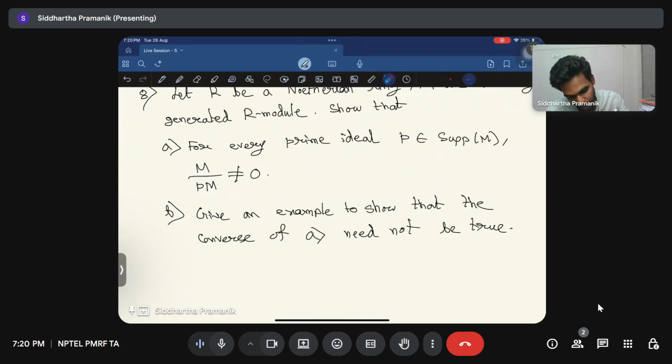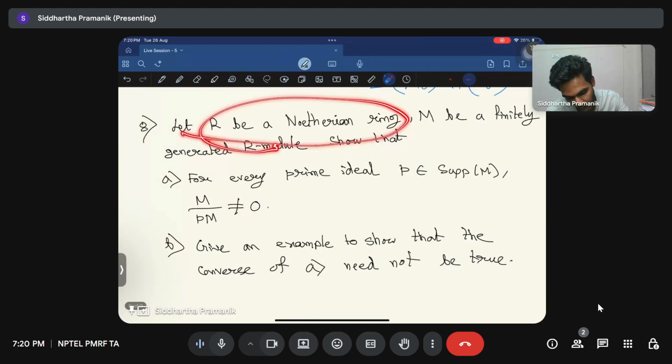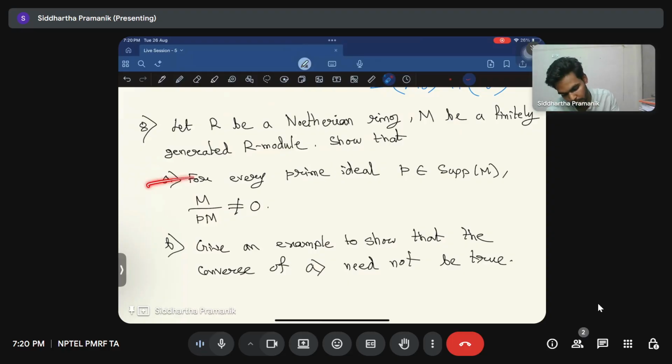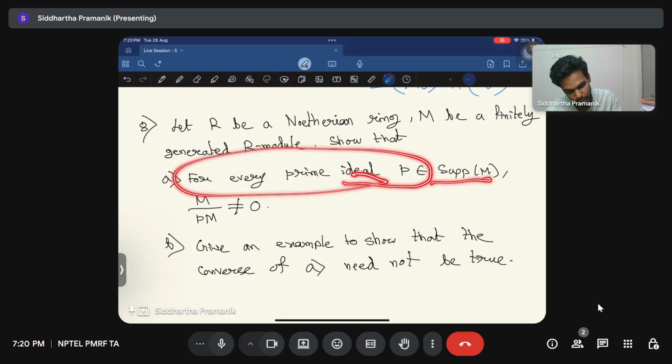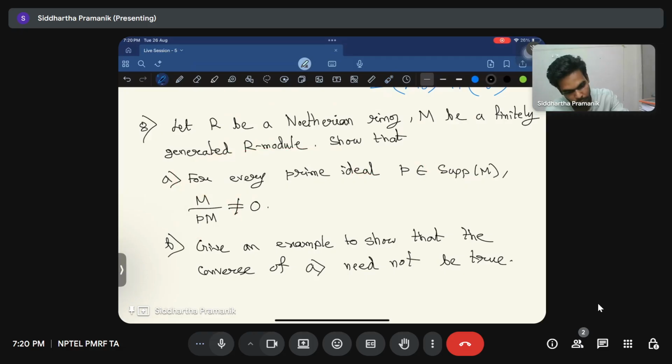So we are in a Noetherian ring R and M is a finitely generated module over that ring. Then we need to prove two things. Basically, we need to prove one thing, and we need to give one counter example. If P is a prime ideal in the support, then M mod PM has to be non-zero. This is from the practice problem sheet. So let's recall the definition of support of M. This is all those prime ideals in the spectrum such that the localization of M at P is non-zero.